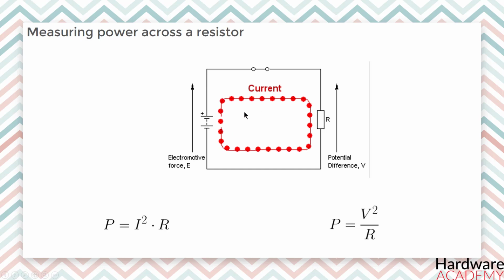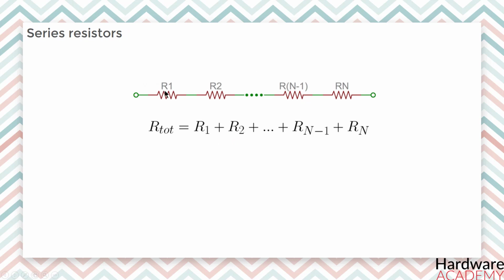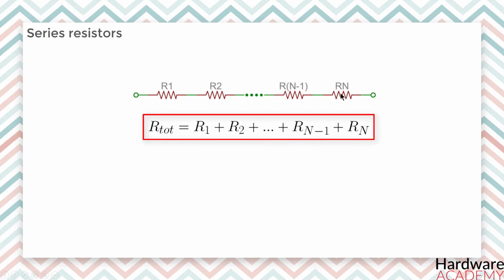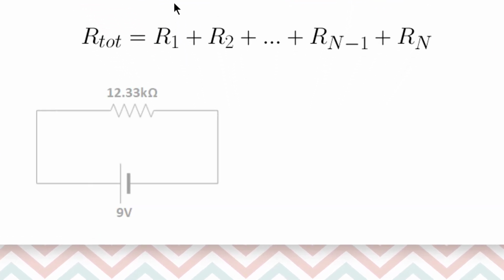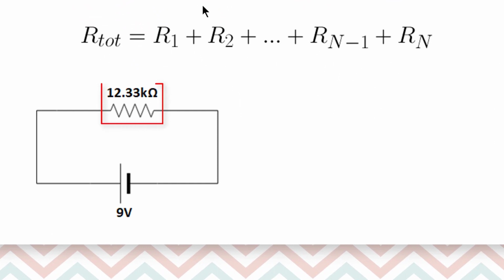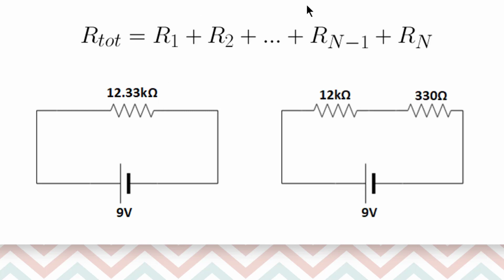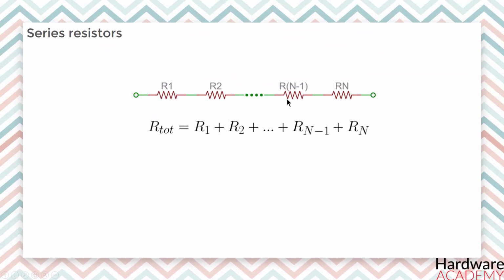When you are dealing with circuits, you will often see resistors connected in series or in parallel. When connected in series, resistor values simply add up. The total resistance is the sum of all series resistors. So for example, if you just have to have a 12.33 kilo ohm resistor, seek out some of the more common resistor values of 12 kilo ohm and 330 ohm and connect them together in series. This is how you calculate the total resistance when the resistors are connected in series.